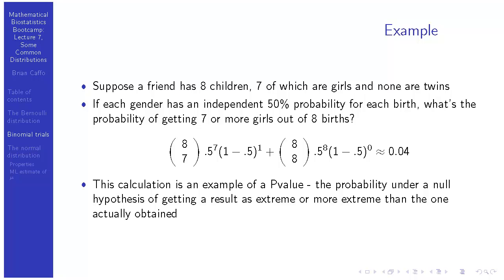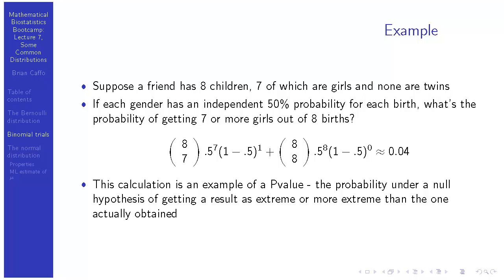And so what's the probability of getting 7 or more? Well, that's the probability of getting 7 girls out of 8 plus the probability of getting 8 girls out of 8. So in this case, for the fair coin, it would be 8 choose 7, 0.5 to the 7th, 1 minus 0.5 to the 1, and then 8 choose 8, 0.5 to the 8, 1 minus 0.5 to the 0. Check with your calculator, or even better with R, that you can get this number. It's about 4%. This is an example of using the binomial formula.